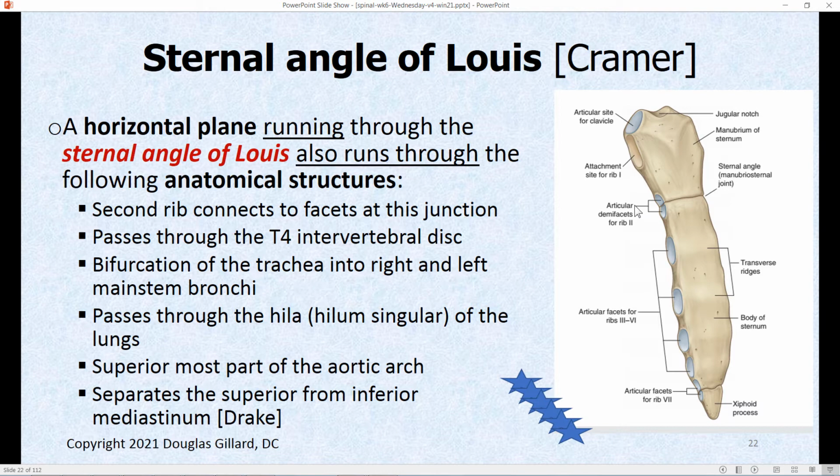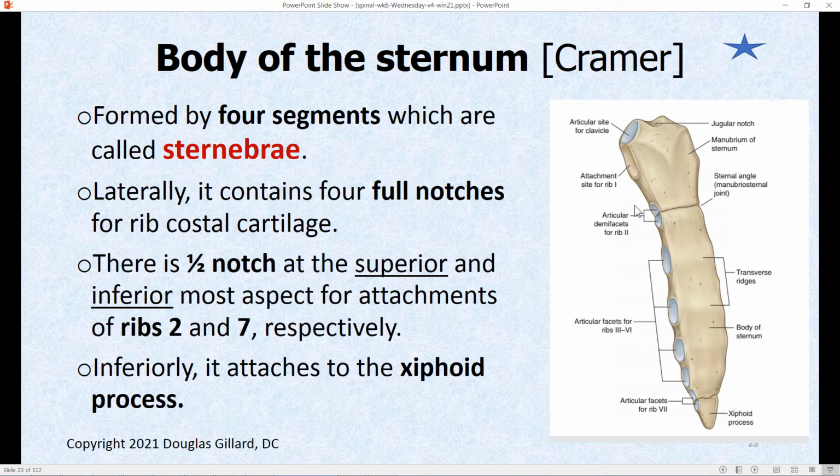It also passes through the hila of the lungs, which you'll learn next quarter about. But that's where all the arteries go into the lungs, and that's also where the mainstem bronchi enter the lungs, and you can see it radiographically. It's also at the level of the superiormost part of the aortic arch, and it separates the superior from the inferior mediastinum as well. Cramer forgot to put that one in there, but that's important. You'll learn that next quarter as well.